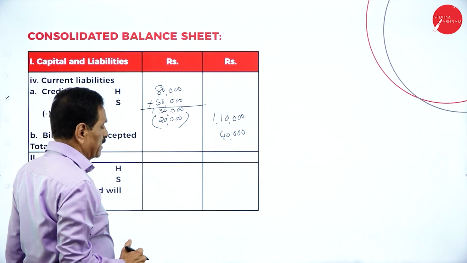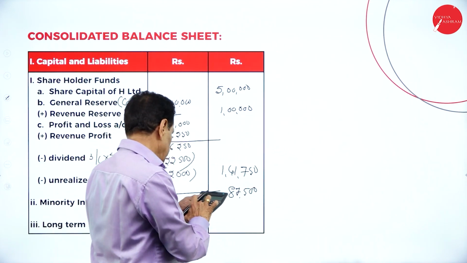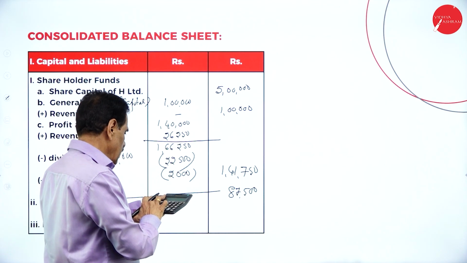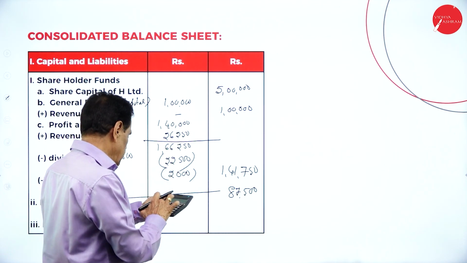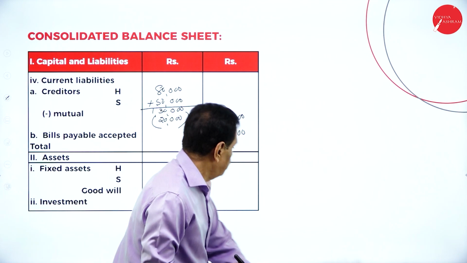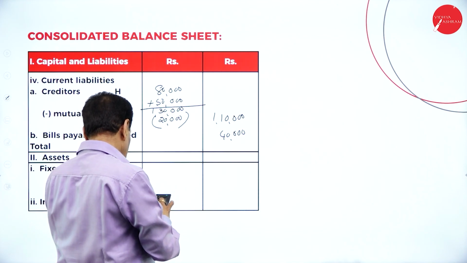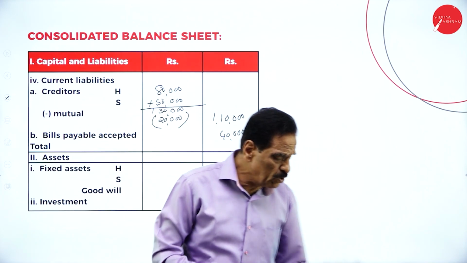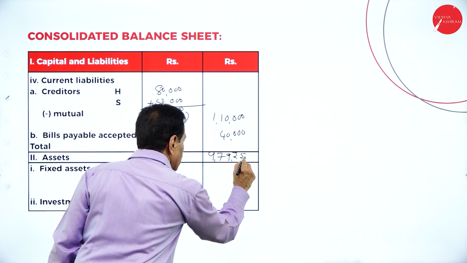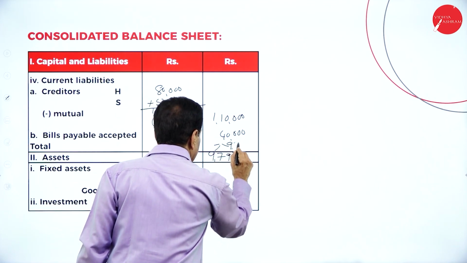Now if you add these figures: 5 lakh plus 1 lakh plus 1,41,750 plus 87,500 plus 1,10,000 plus 40,000 gives 9,79,250. This goes as the total, 9,79,250.